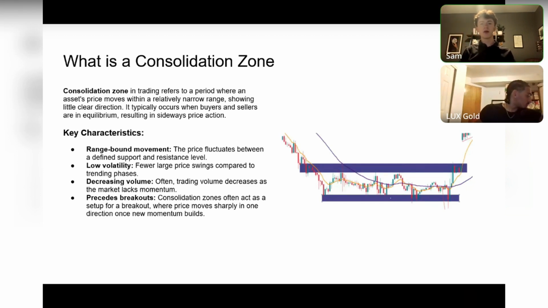Decreasing volume as well. That kind of goes along with low volatility. So there's less people in the markets in that consolidation area. Price hasn't decided where to go, so it's just bouncing in one area, right? It's consolidating, hasn't broken out in one direction.